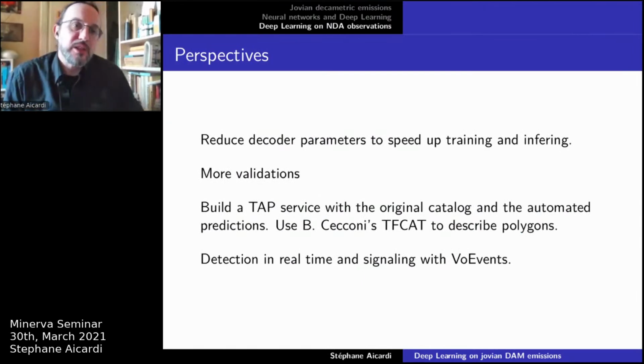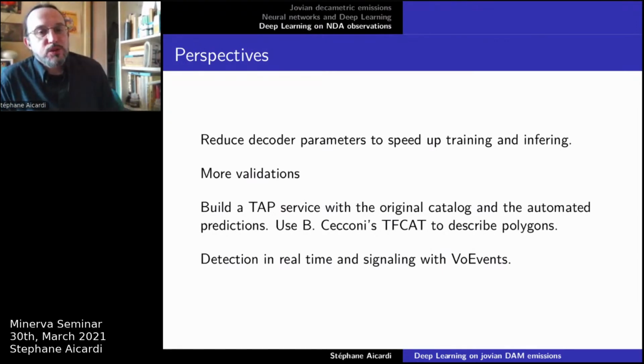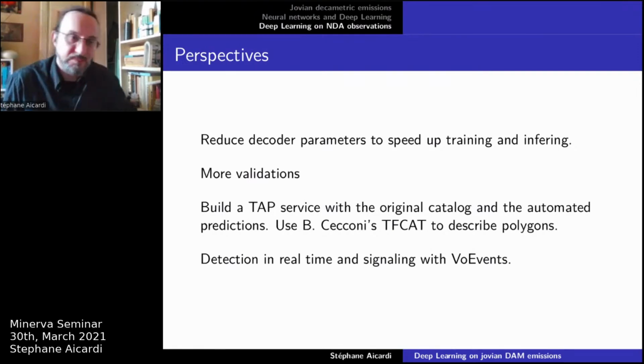Another perspective: I would like to reduce the decoder parameters in my neural network to speed up training and inference. Obviously, we'll need more validations. And one of the objectives is to build a TAP service with the original catalog from Melio Marquez, and also the automated predictions. This catalog would use Baptiste Cicconi's TF-CAT, which will describe polygons in the time frequency domain.